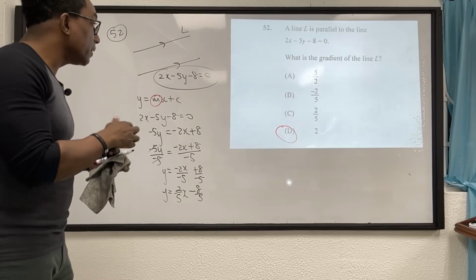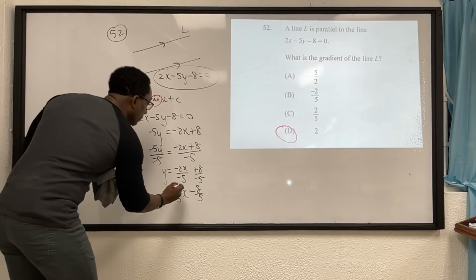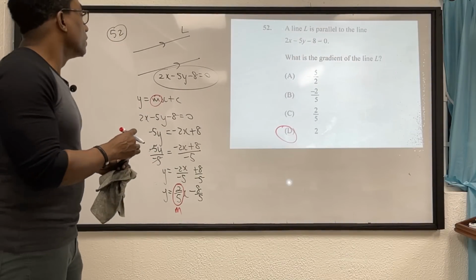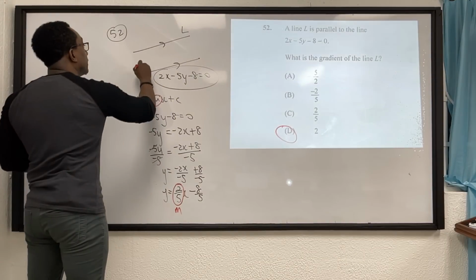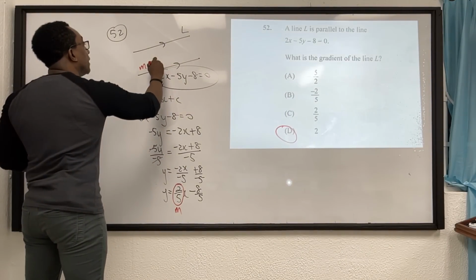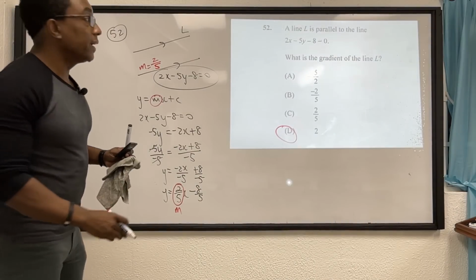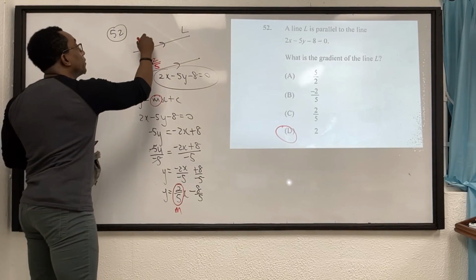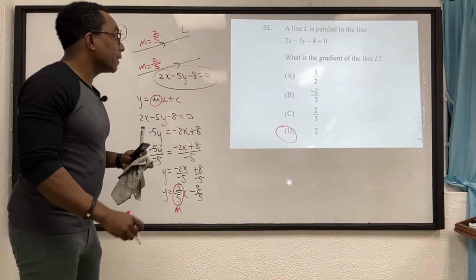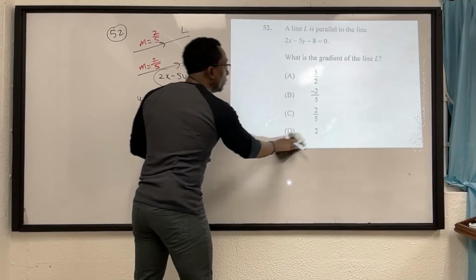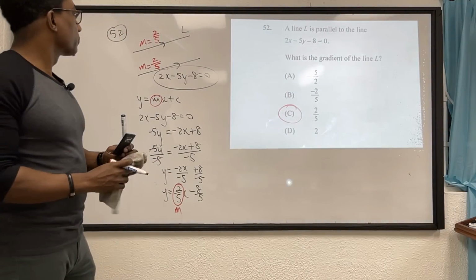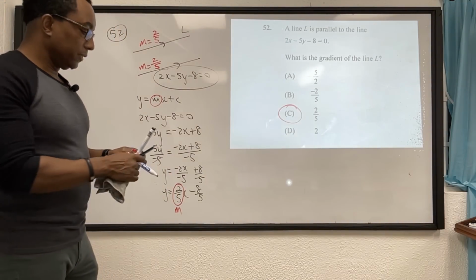And the gradient of this line now will be 2/5. That is m, my gradient. So the gradient of this line will be 2/5. And because these two lines are parallel, the gradient of this line L is also 2/5. So my answer for question 52 is C, 2/5. Let's move on to 53.